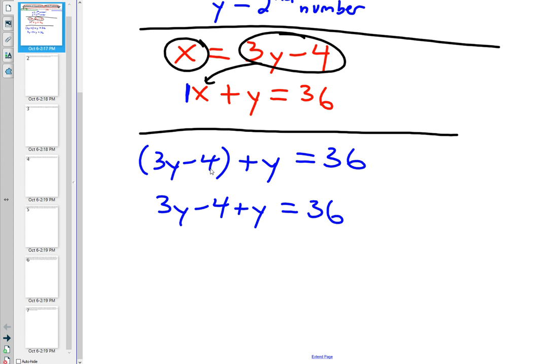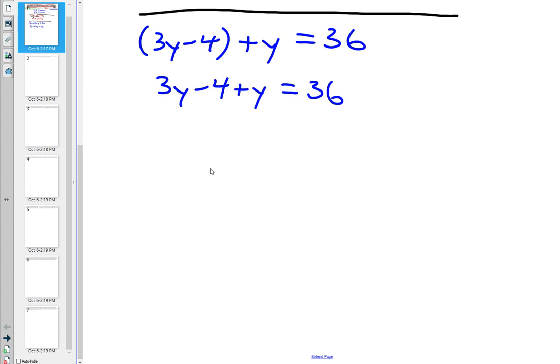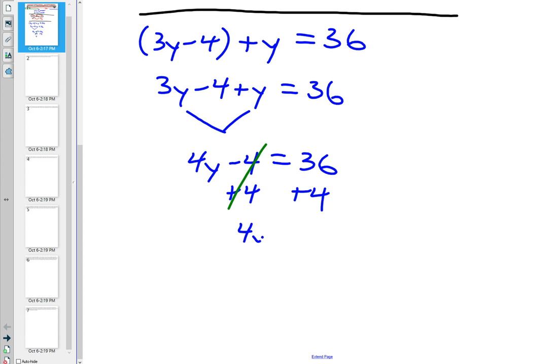Sarah, what do you want to do next? Same stuff we've been doing since January. Bailey? Yeah, combine like terms. So the y's are on the same side, Cassandra. So we definitely don't want to subtract the y, but we do want to combine them. 3y and an extra y is 4y minus 4 is equal to 36. Stop showing off, Elsie. Plus 4, plus 4. 4y is equal to 40. So y is equal to 10.